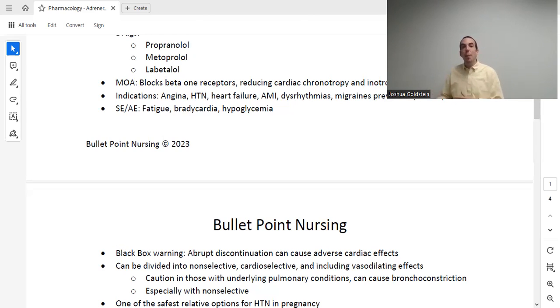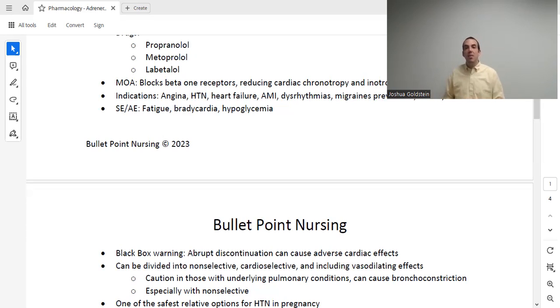If I block beta 1 from increasing my heart rate, I'm going to get a decrease in my heart rate, so I'm going to get bradycardia. And this drug also causes hypoglycemia. These drugs have a black box warning that you should not suddenly stop taking this medication.